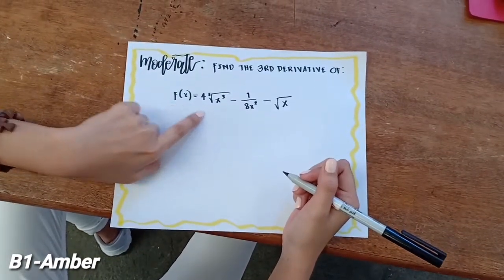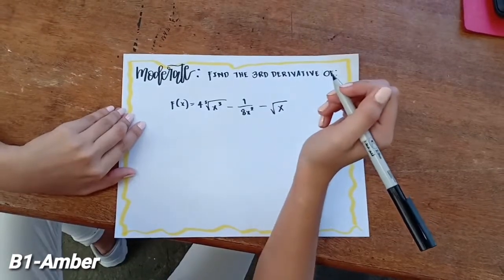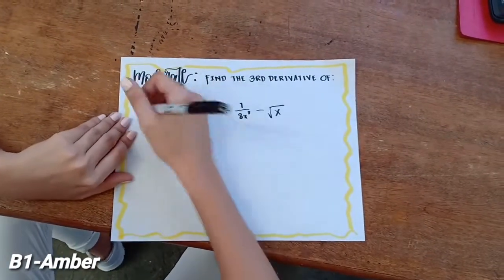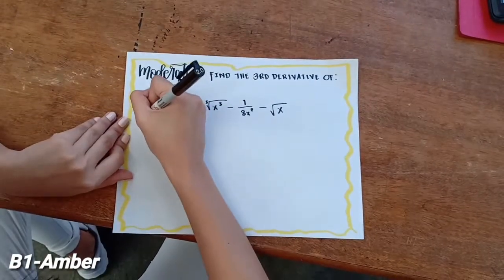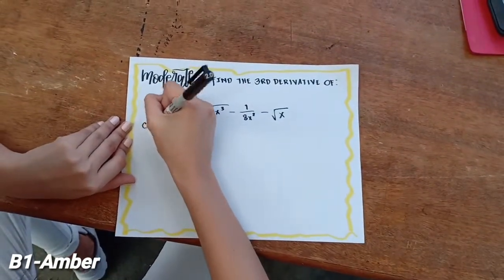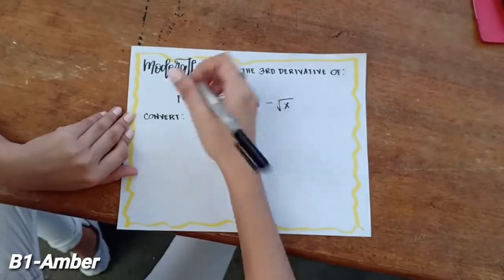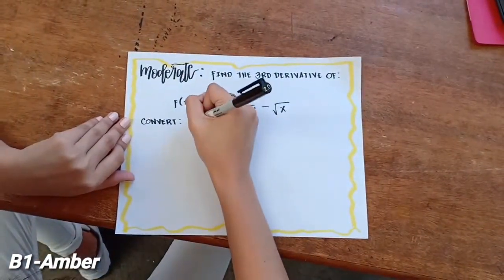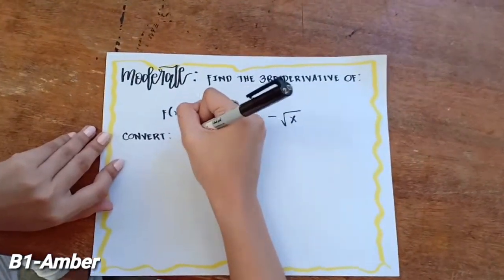The given problem is f of x is equal to 4 fifth root of x cubed minus 1 over 8x squared minus square root of x. Convert the radicals into fractional exponents and it will become 4x raised to the power of 3 fifths minus 1 over 8x squared minus x raised to the power of 1 half.